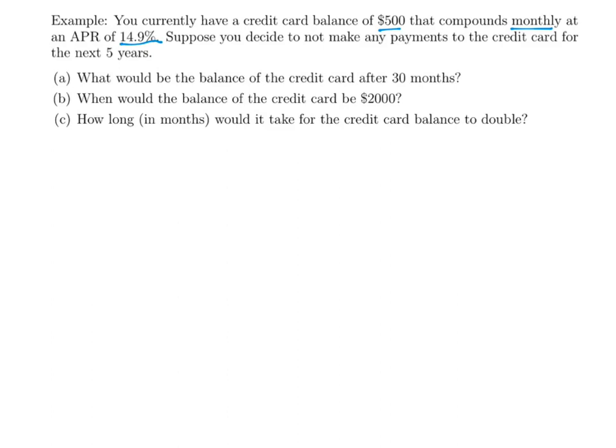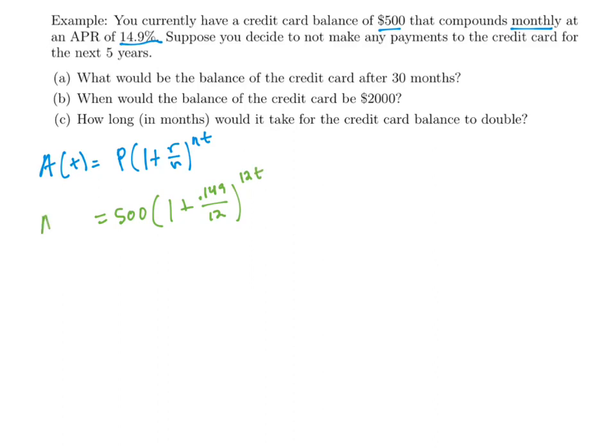these three parts. So when we're talking about compounding interest like this, that is not continuous, we're going to use this function. So P is the principal, so we're going to have $500 initially, 1 plus the interest rate, 14.9%, so 0.149, divided by n, the number of times we're compounding per year, which is 12, raised to the 12t. So t is the input of this function.